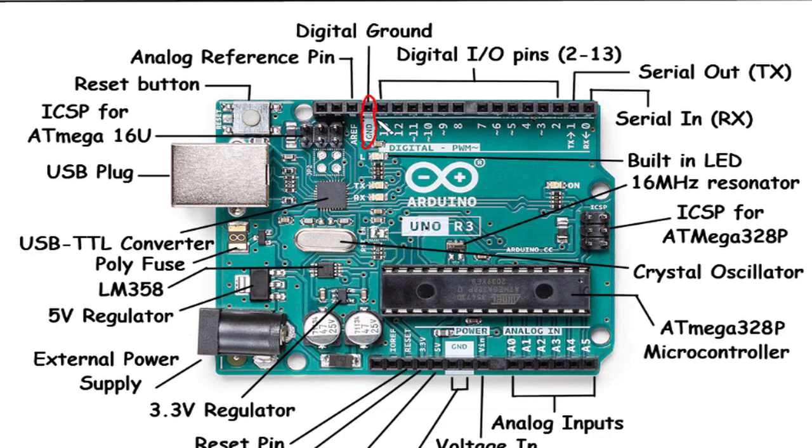Next, we have the digital ground pin. This pin provides the ground reference for the digital components on the board. It ensures that the voltage levels and signals for digital operations are correctly referenced and stable.